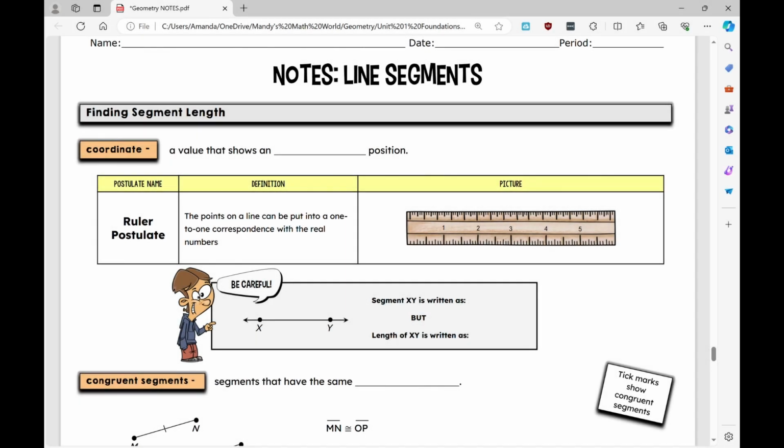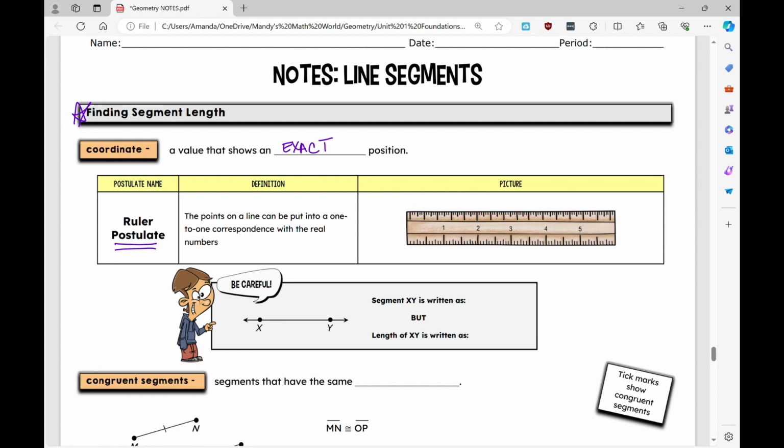Postulates are over line segments. The first thing we're going to talk about is finding segment length. Recall that a coordinate is a value that shows an exact position. And the first postulate that we're going to talk about is called the ruler postulate. This is the first postulate that has a name. So when we start doing proofs, you could just put the ruler postulate in your reasoning.